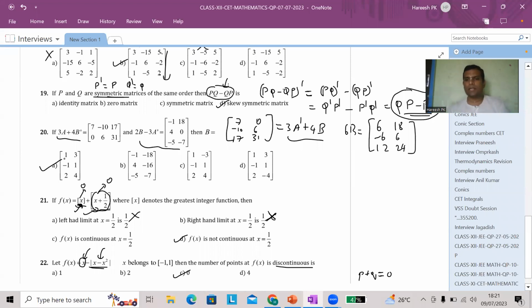So that completes our entire CET paper. We solved it in less than 40 minutes with entire discussion. So I'm sure this is a solvable paper. Within first 20 minutes itself, we can complete the paper.